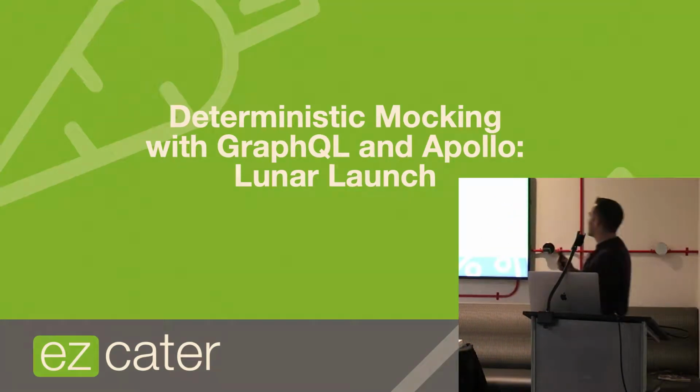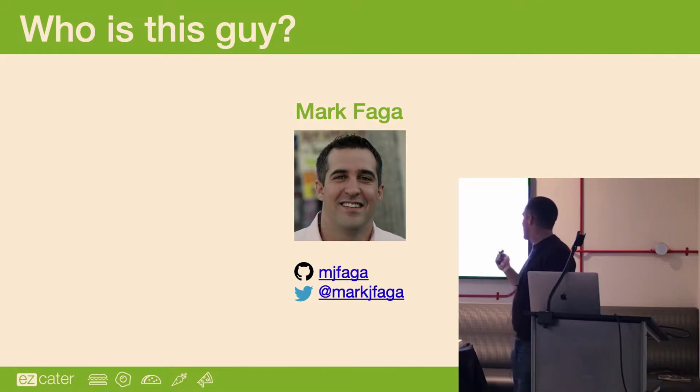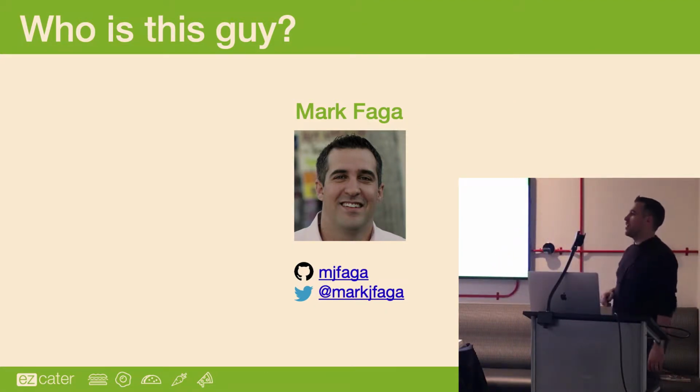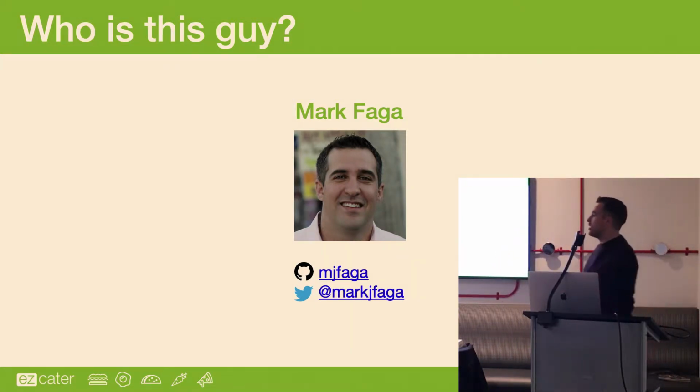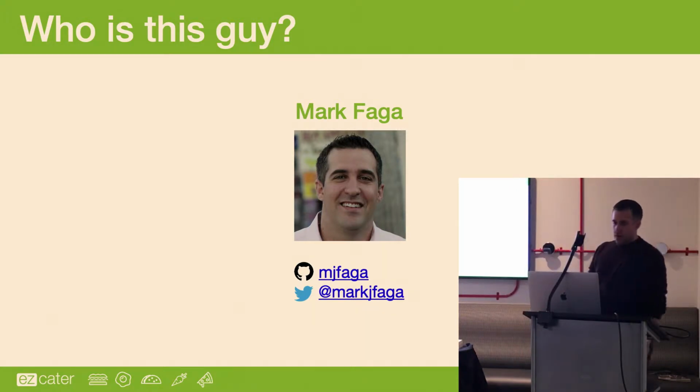So let's get started. So again, my name is Faga. This is my Git and my Twitter handle, and I'm an engineer over at Ezcator. At Ezcator, we focus on building front-end React apps with GraphQL backends in the Ruby world.